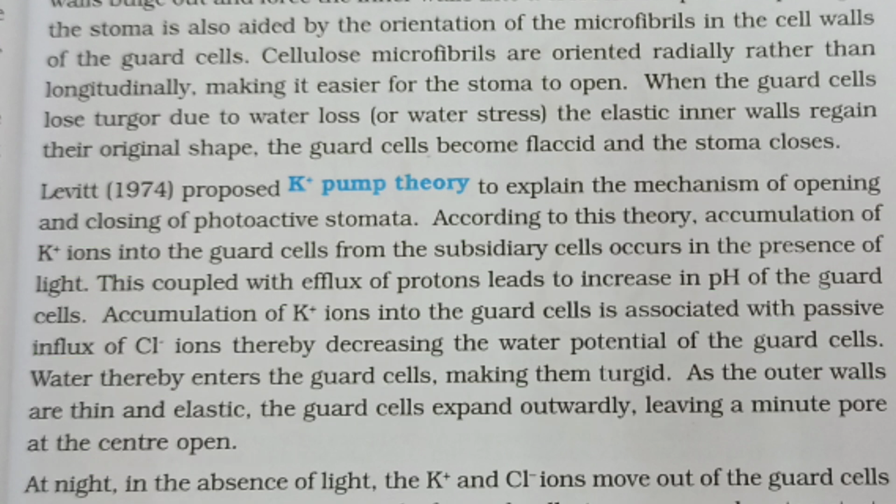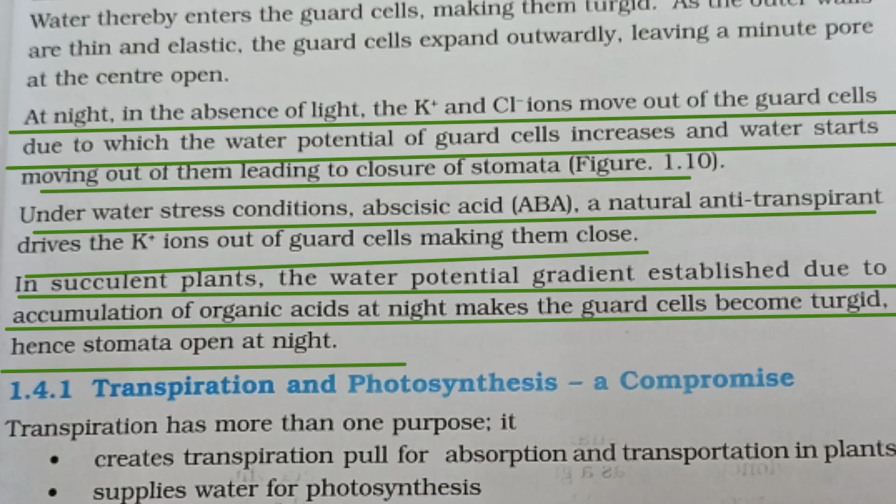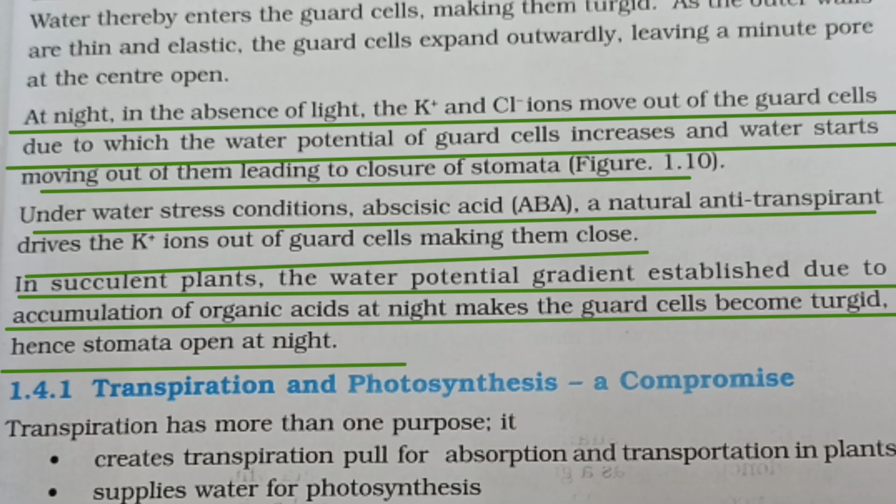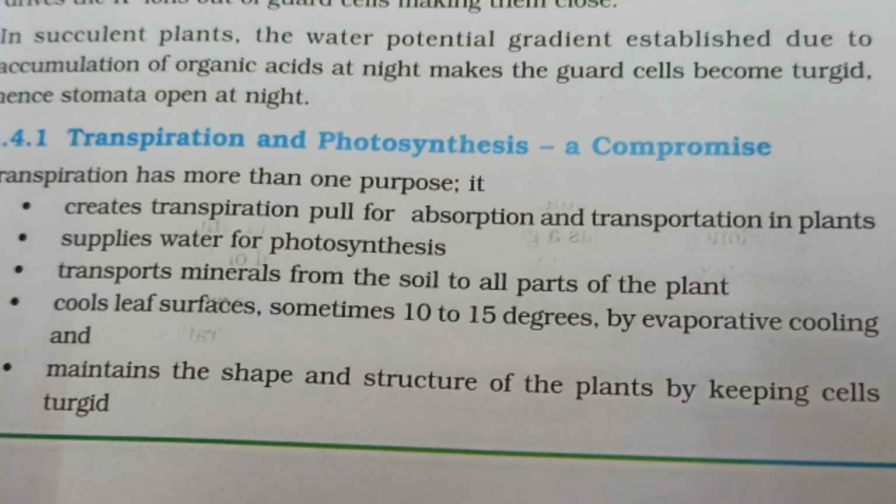At night, in the absence of light, K+ and Cl- move out of the guard cells, due to which the water potential of the guard cells increases and water starts moving out, leading to closure of stomata. Under water stress conditions, abscisic acid, a natural anti-transpirant, drives the K+ ions out of guard cells, making them close. In succulent plants, a water potential gradient established due to accumulation of organic acids at night makes the guard cells turgid. Hence, stomata open at night.